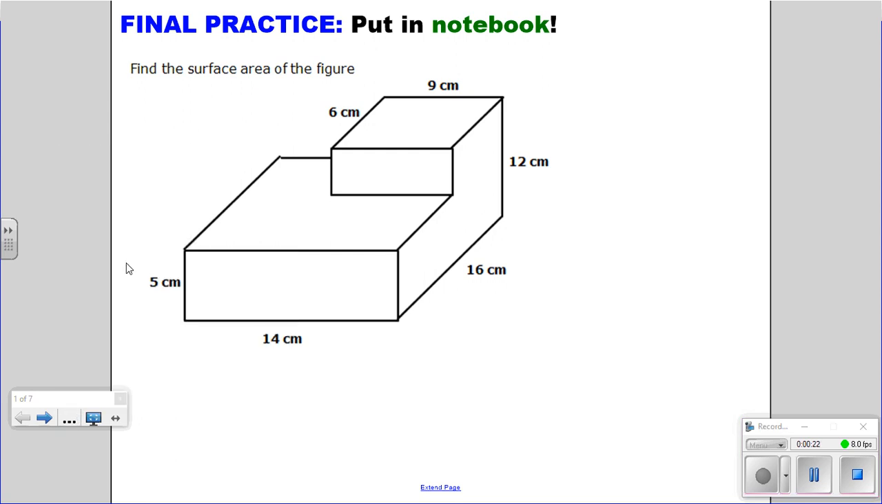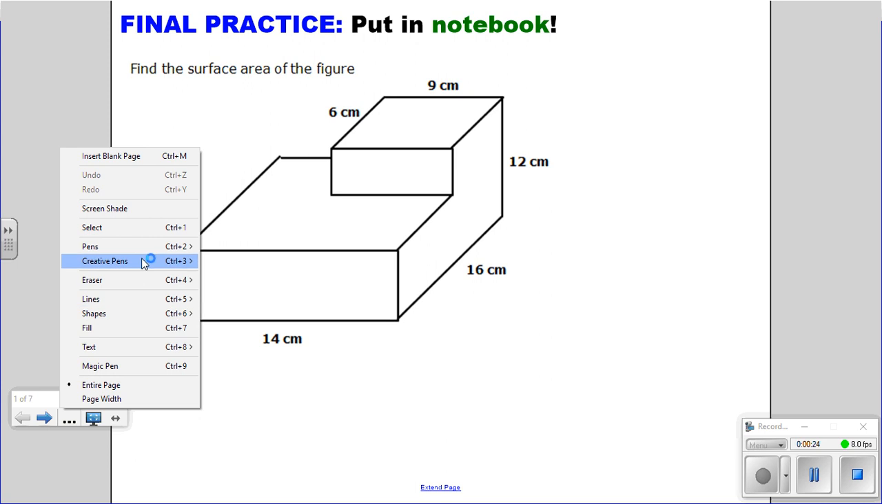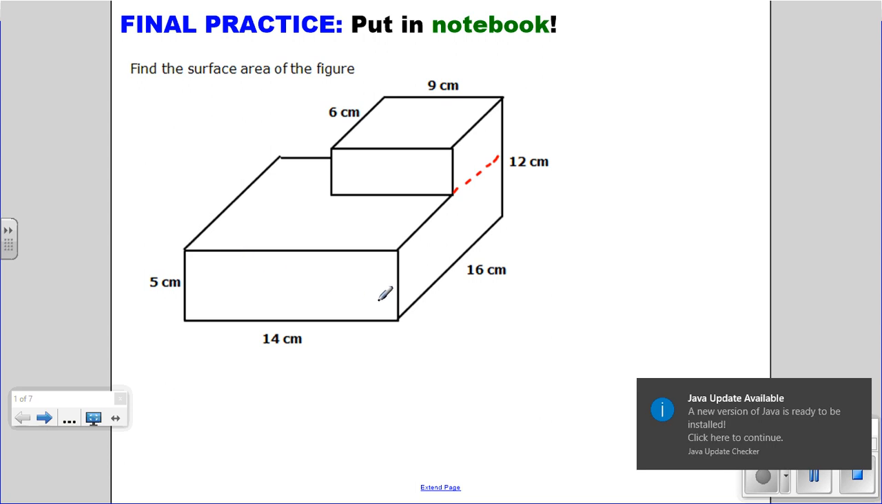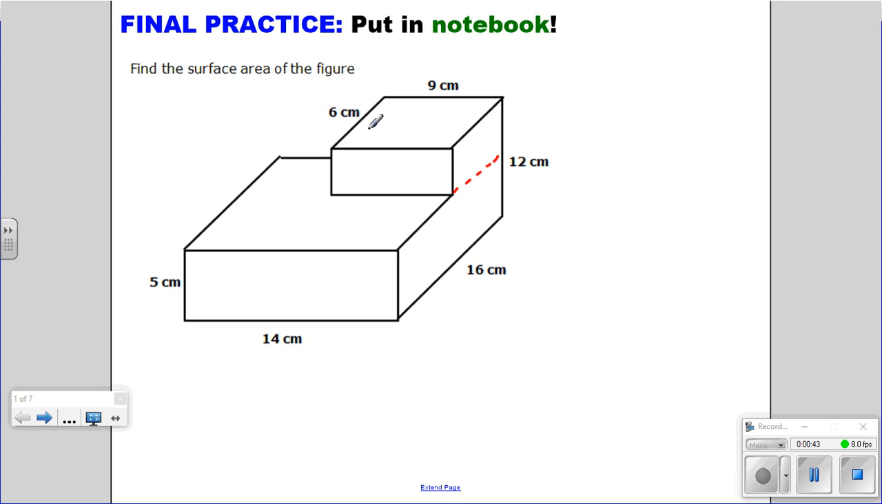Now we have two prisms on top of one another, one small, one big. First, I would find all the proper dimensions of each one. So the first one is a 5 by 14 by 16, the big one, I mean. The smaller one is, what is 12 minus 5? Because we got to figure out this side. So this is going to be 7.